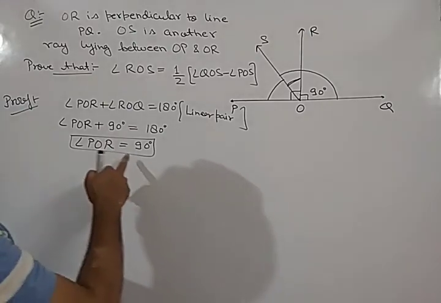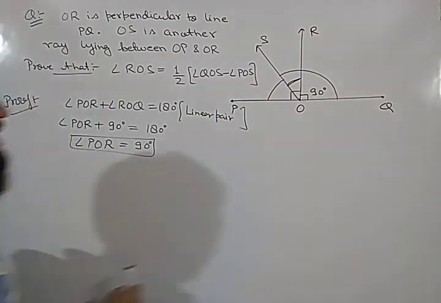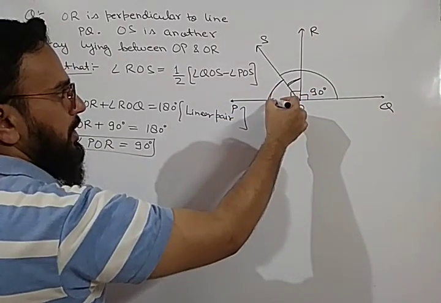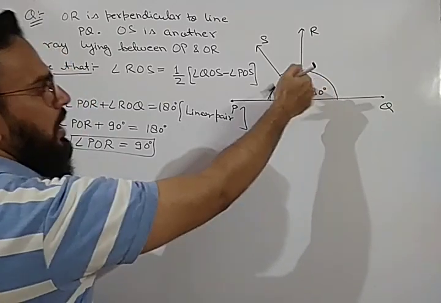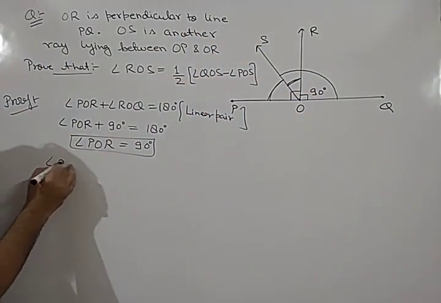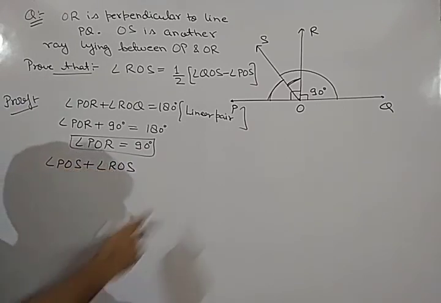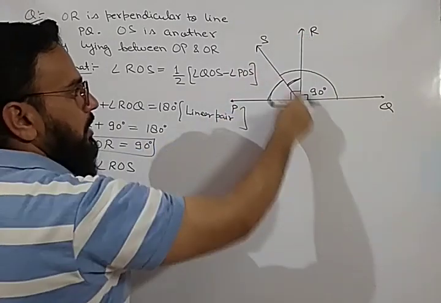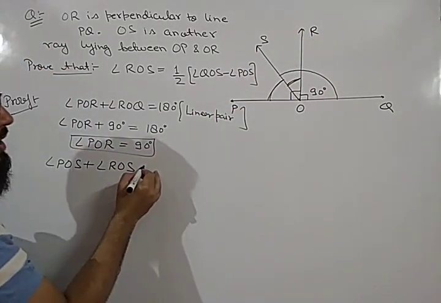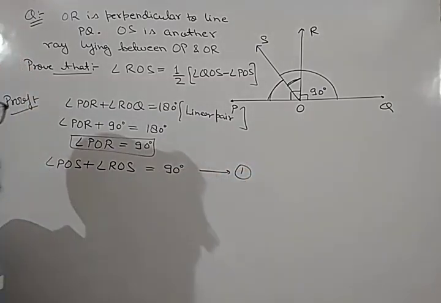Because we know that the angle POR is equal to 90 degrees. So what can we write for angle POR? Angle POR is the sum of angle POS and SOR, or ROS. So we can write angle POS plus angle ROS is equal to angle POR. And what is the value of angle POR? It is equal to 90 degrees. So it can be considered as equation number 1.